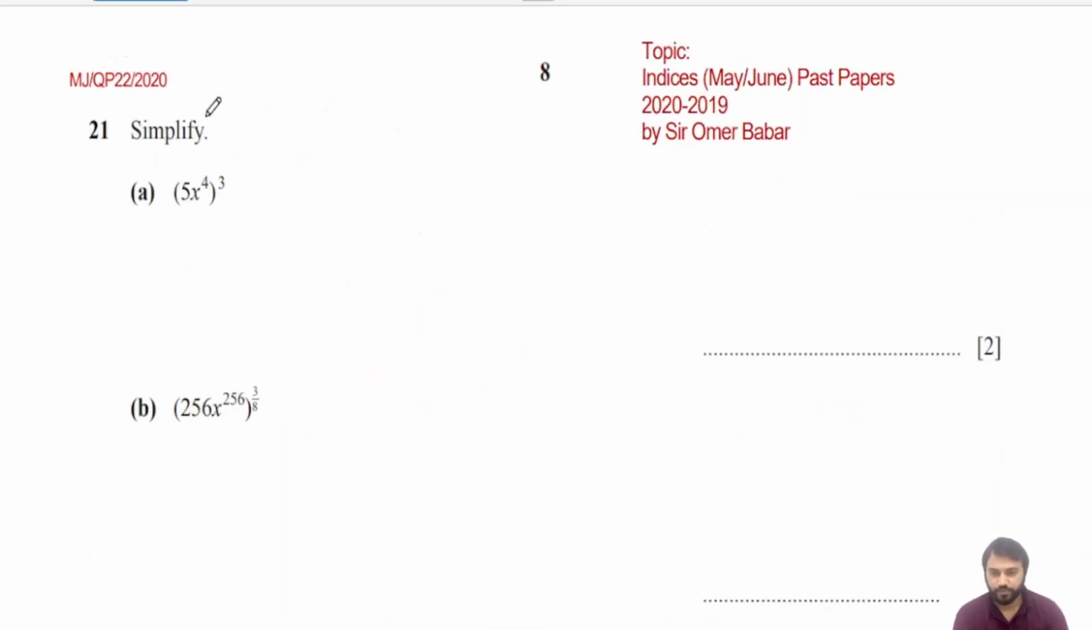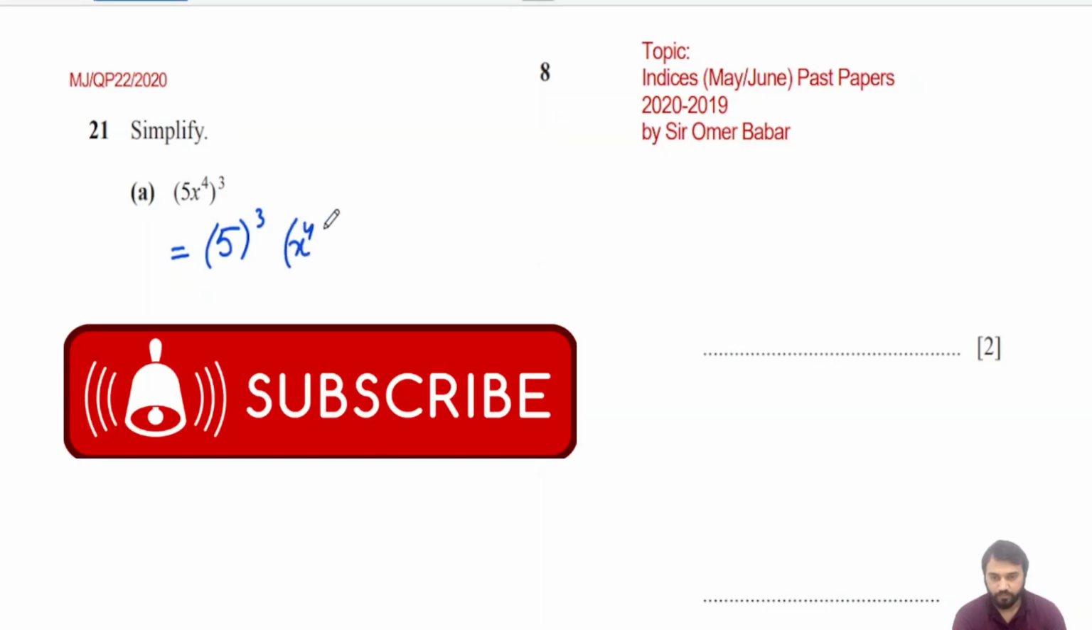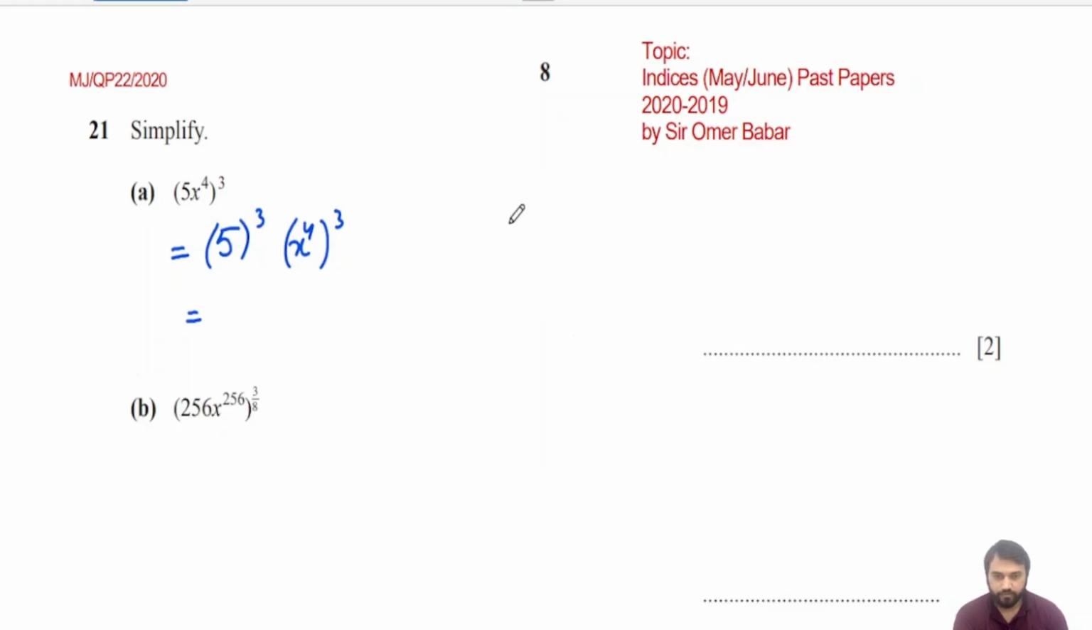Next question is 21. It says simplify 5x raised to power 4, whole power 3. So we just need to take the power of every term inside the bracket. So 5 raised to power 3 and x raised to power 4 whole power 3. Now simplify it. 5 into 5 into 5. So 5 times 5, that is 25. And 25 into 5, that is 125.